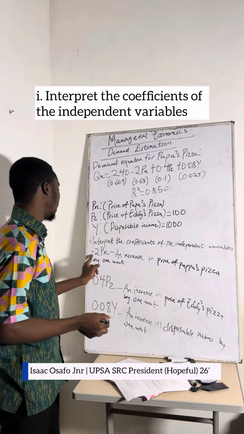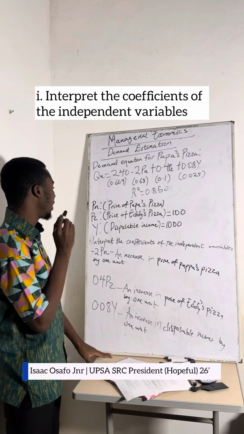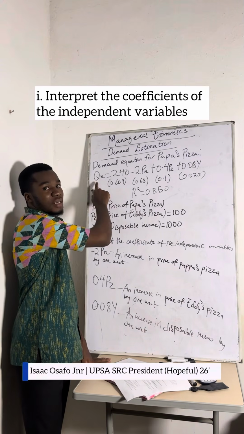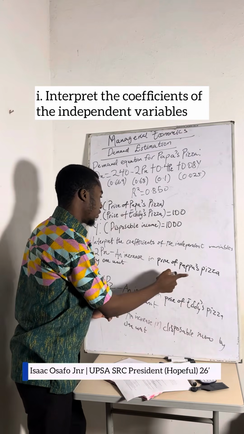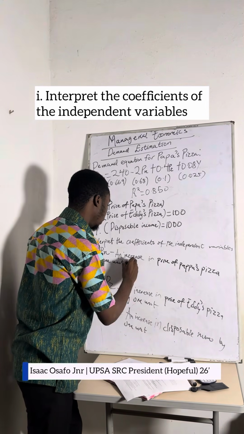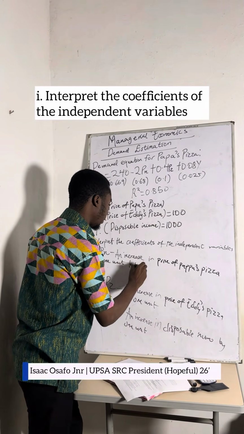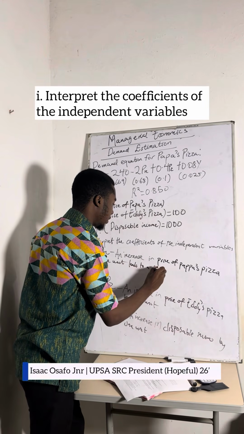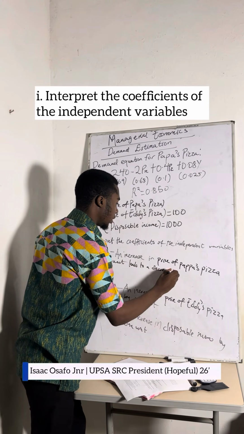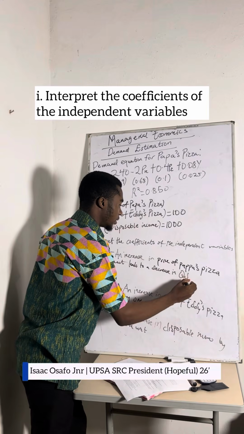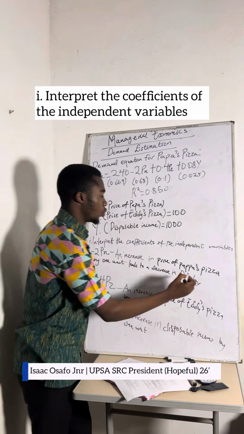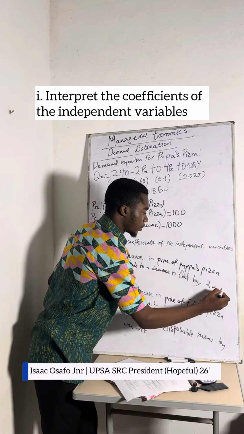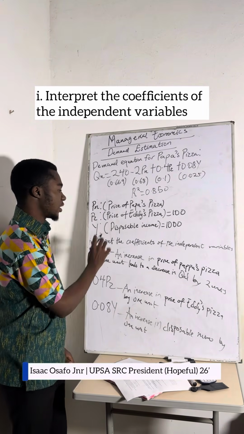So now this one is negative 2. So it leads to a decrease in quantity demanded by negative 2. You get it? So an increase in price of Papa's Pizza by 1 unit leads to a decrease in quantity demanded, then by whatever is attached to this one, so by 2 units. You get it? Because it's negative, that's why it's a decrease.